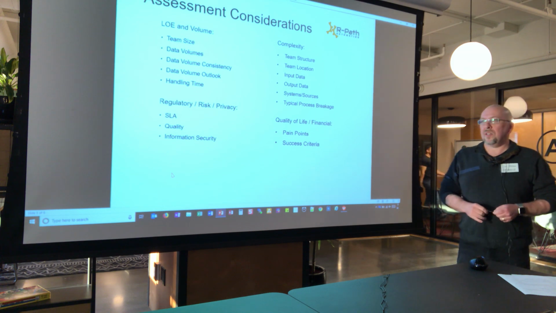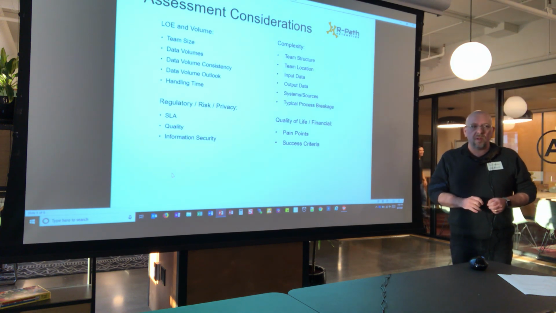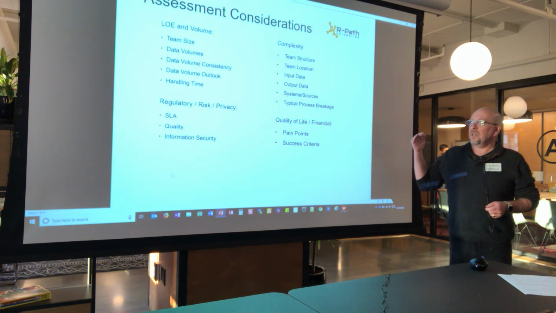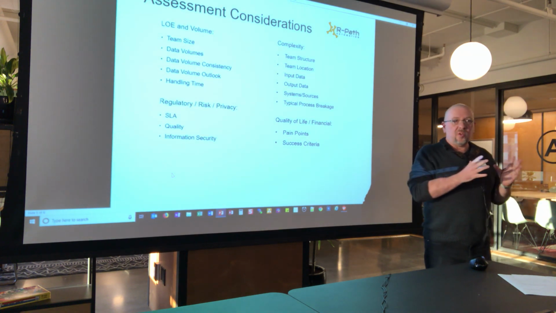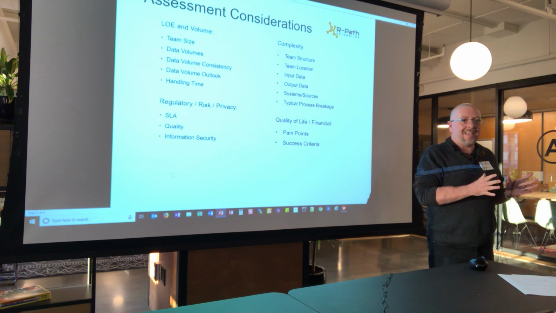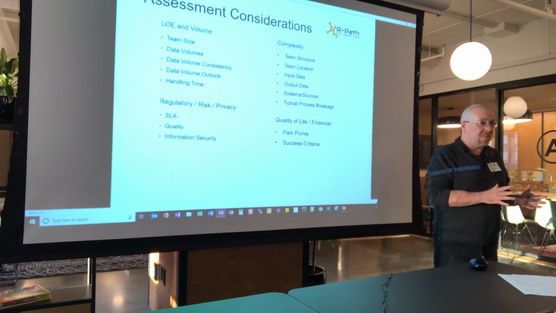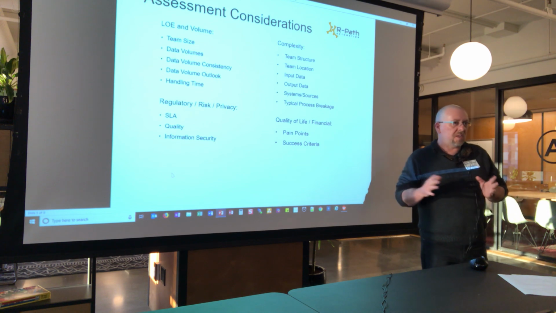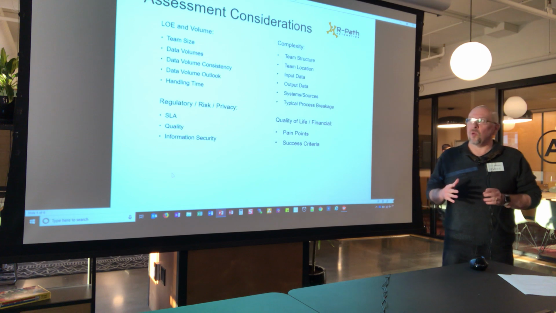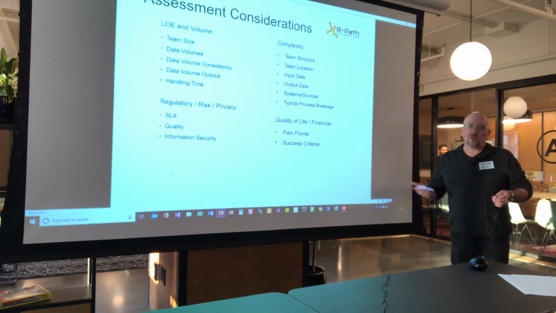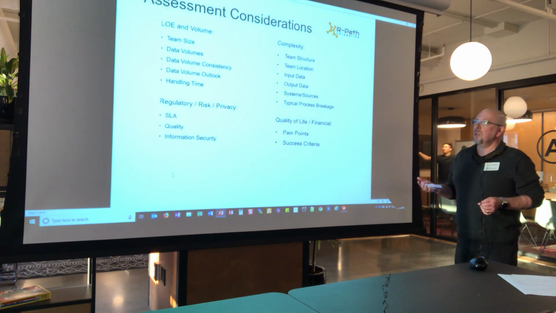Complexity, and this is probably one of the trickier ones to measure, but we look at things like, what's the team structure? Is it a single department that owns the process end to end? Is it multiple departments? Do you have to get multiple buy-ins to automate? Do you have differences of opinion on what the rules are? That's going to make it more complex. Location, obviously, multiple time zones, multiple geographic locations. You've got all those kinds of challenges.